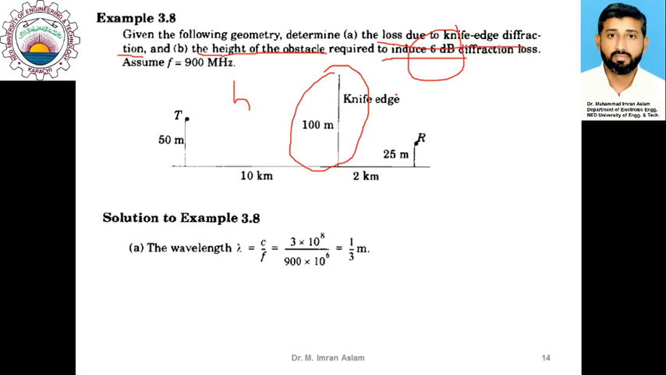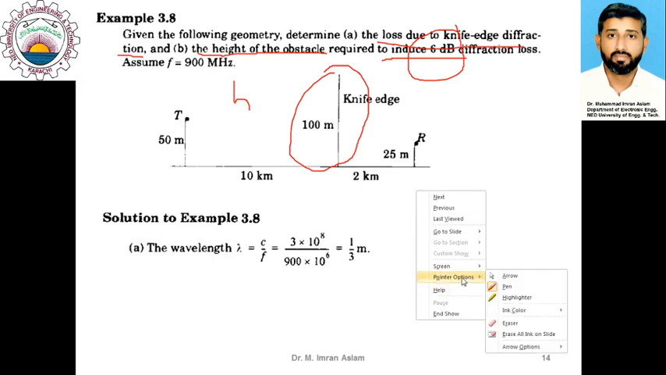In other words, the height of obstruction is actually from the same height, so it's the same as the height of the LOS path between transmitter and receiver. So let us start our calculation.